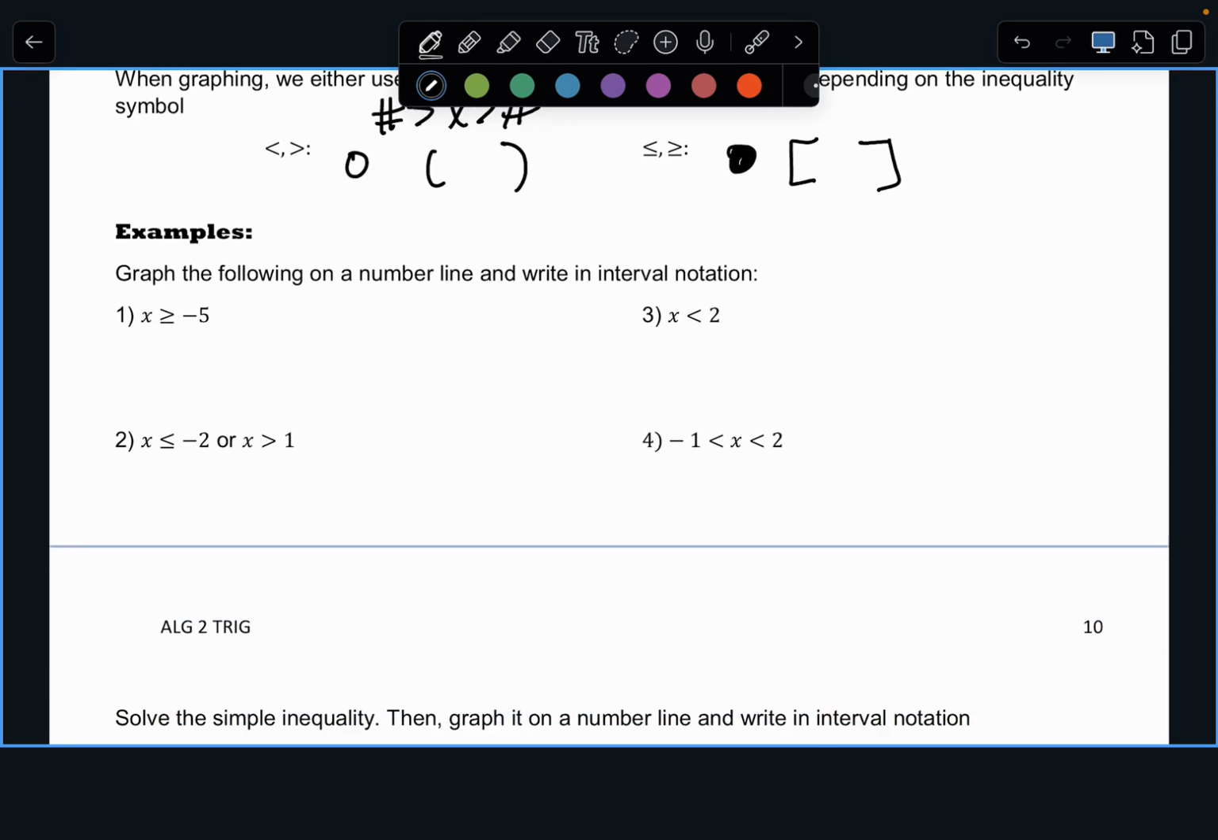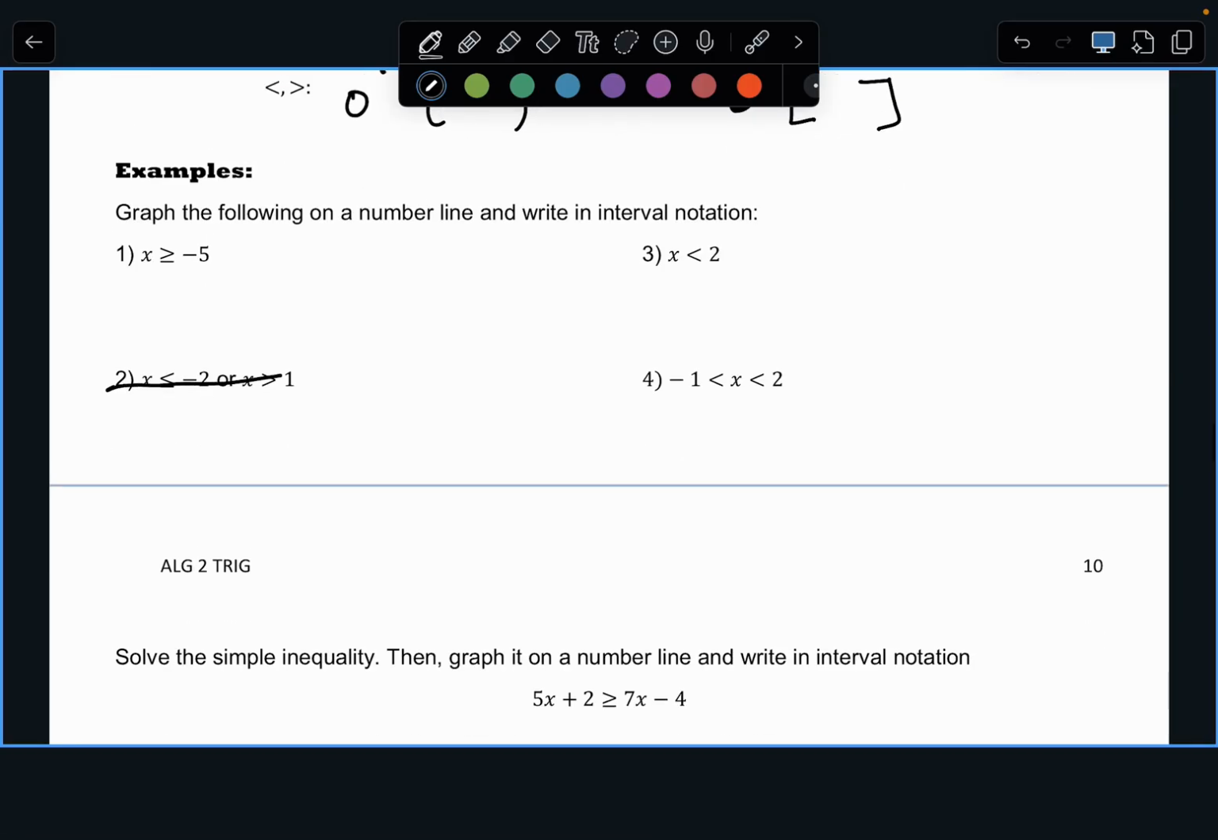X is greater than or equal to -5. We're going to plot this on a number line. You will usually be given a number line. I was not that nice. We have to draw our own, and I'm sorry. But draw a line. Number line. Boom. Okay. Did you make it, Brayden? That's my rule. Okay. Good.